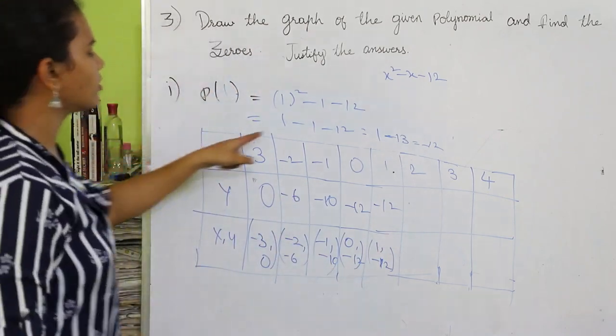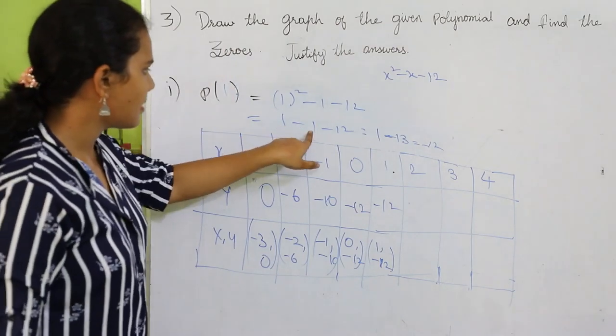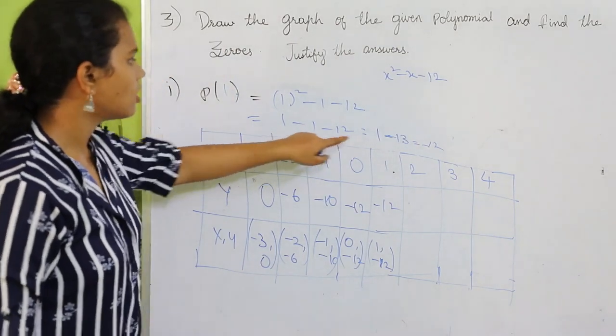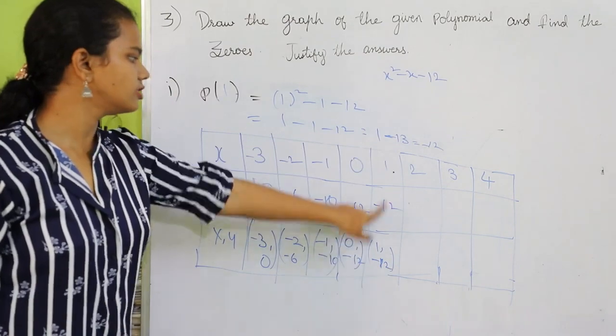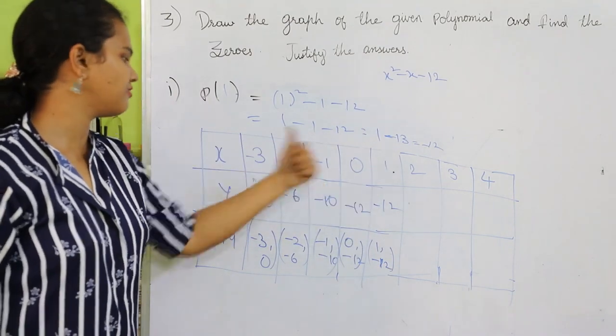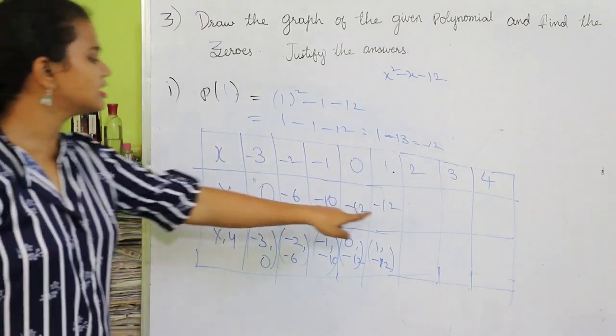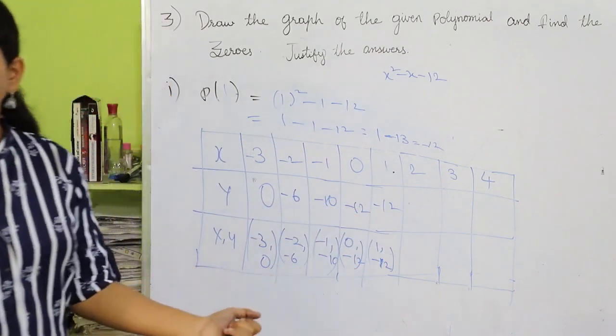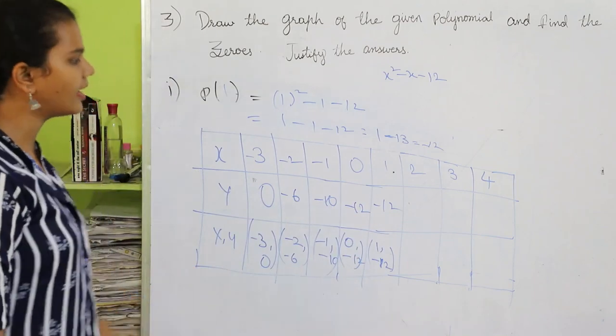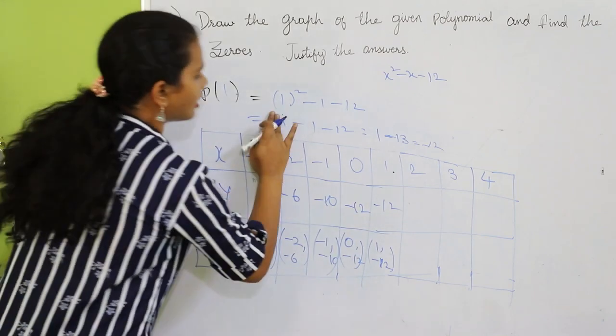So here guys, or you can also go with 1 minus 1 minus 12 minus 13, right? So 1 minus 13 minus 12. If x equals 1, then y equals minus 12. So the x comma y values are 1 comma minus 12. Clear? Hope you got it.